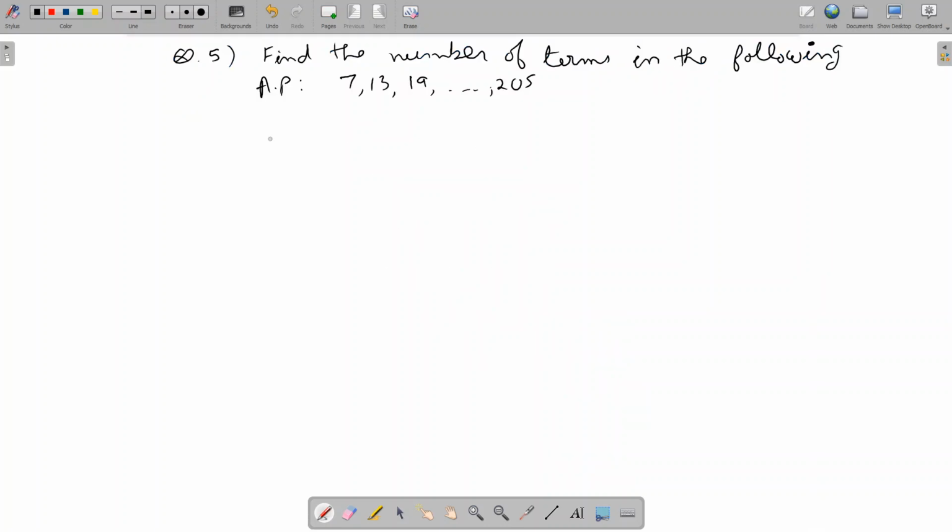Question number 5. Find the number of terms in the following AP 7, 13, 19, and so on till 205. Here we can see the last term is 205. Therefore, this we can take as an. a1 is 7 and d will be the difference of 13 and 7. So here a1 equal to 7, d equal to a2 minus a1, that is 13 minus 7, which is 6, and an equal to 205.